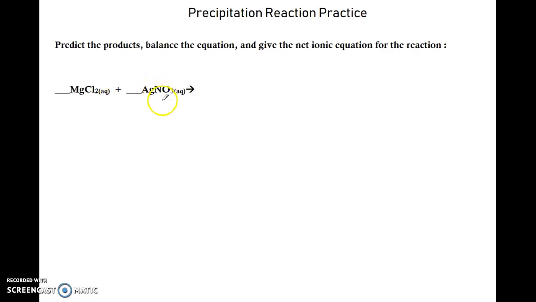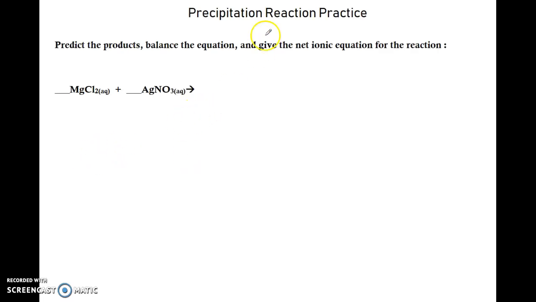Plus silver nitrate, a good time to practice our naming. Silver nitrate, again, dissolved in water, so aqueous. That means it's dissolved in the water. And then we should get two products from this, at least one of which might now be in the solid form, which we would call the precipitate.